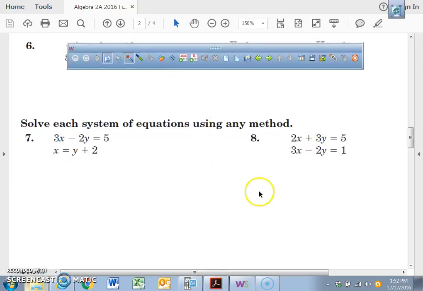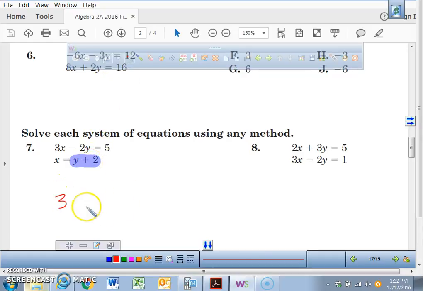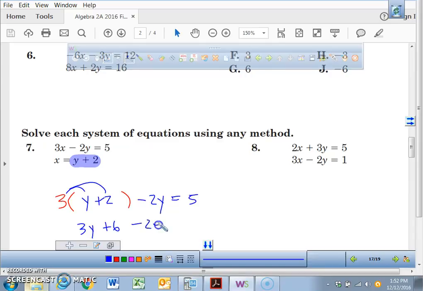If I was to do problem number 7 by hand, I would probably use the substitution method, because what does it say x is equal to? X is equal to y plus 2. So instead of 3 times x, I would put 3 times y plus 2 minus 2y equals 5. Distribute 3. You get 3y plus 6 minus 2y equals 5.